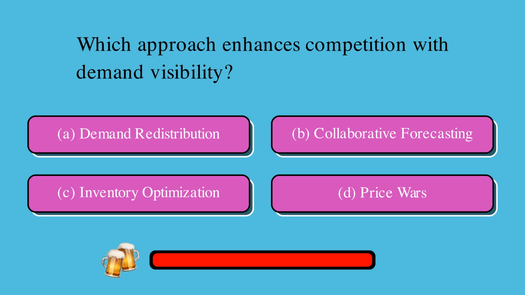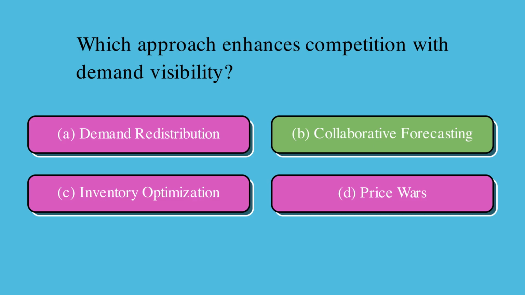Which approach enhances competition with demand visibility? Is it A, demand redistribution, B, collaborative forecasting, C, inventory optimization, or D, price wars? The correct answer is B, collaborative forecasting.